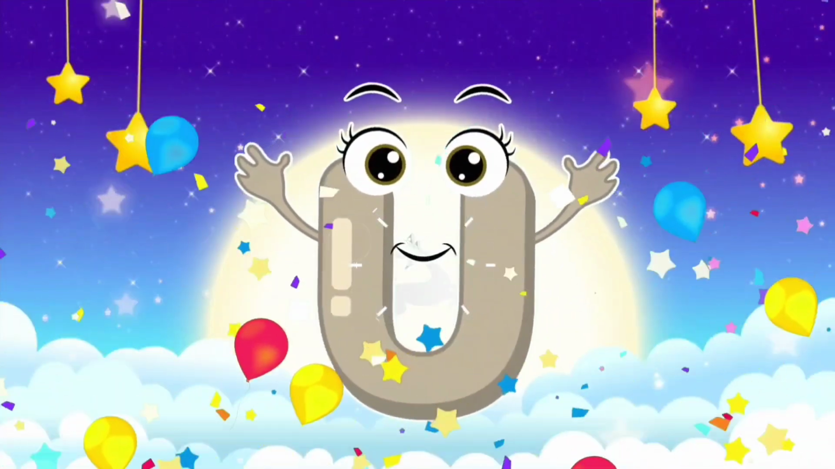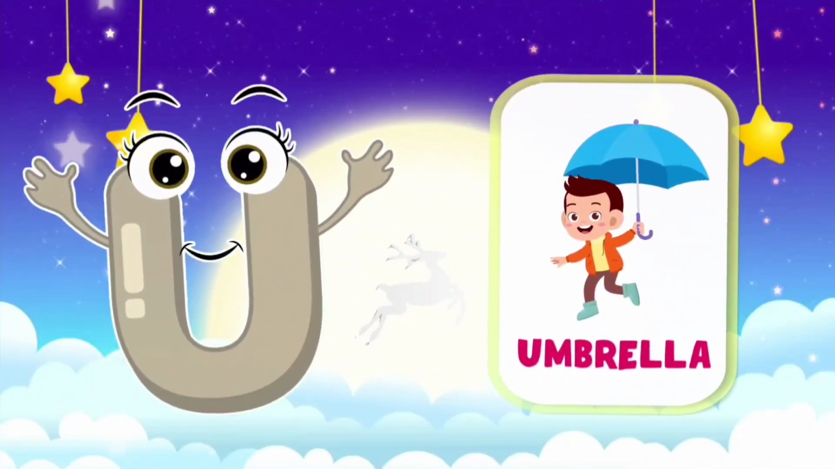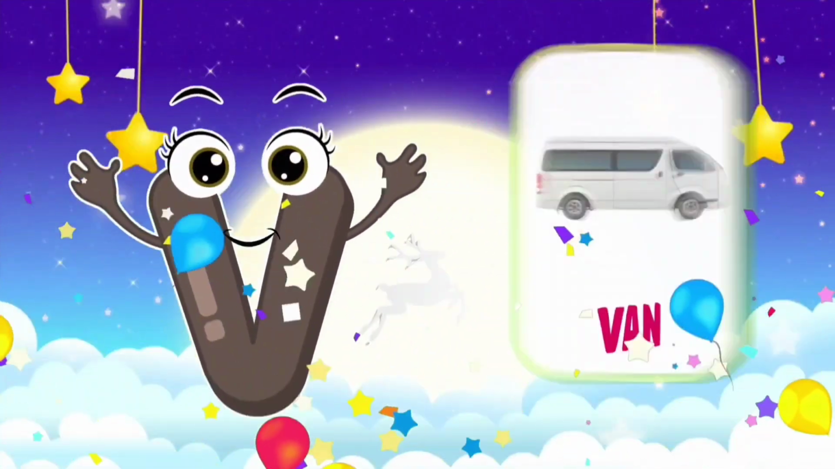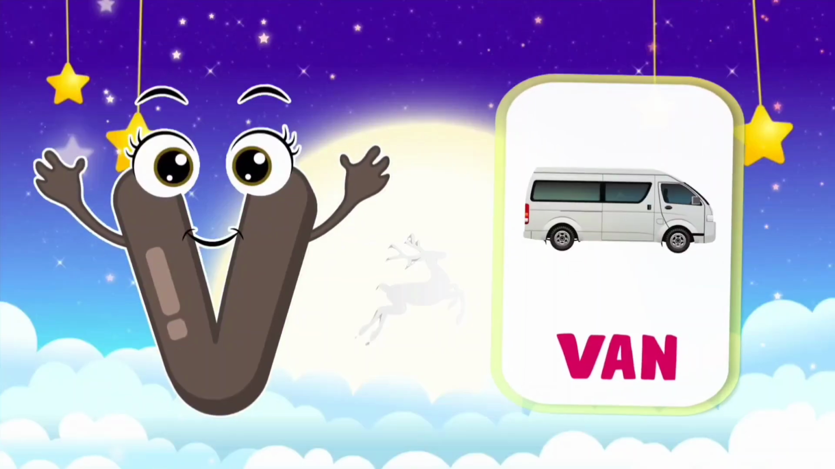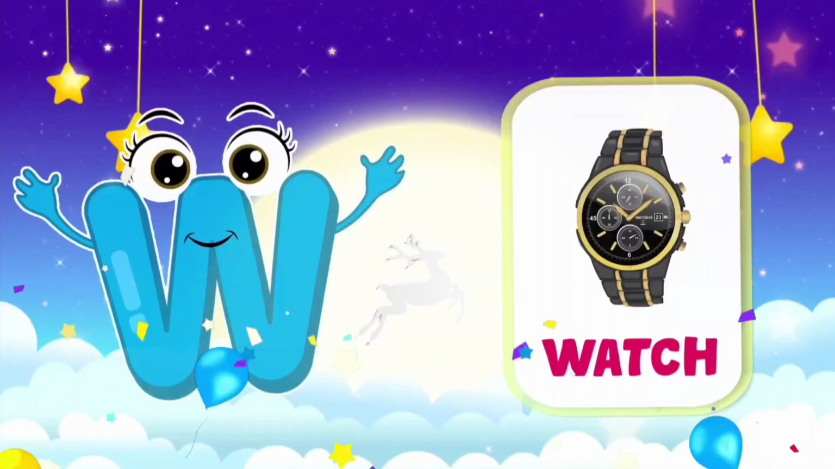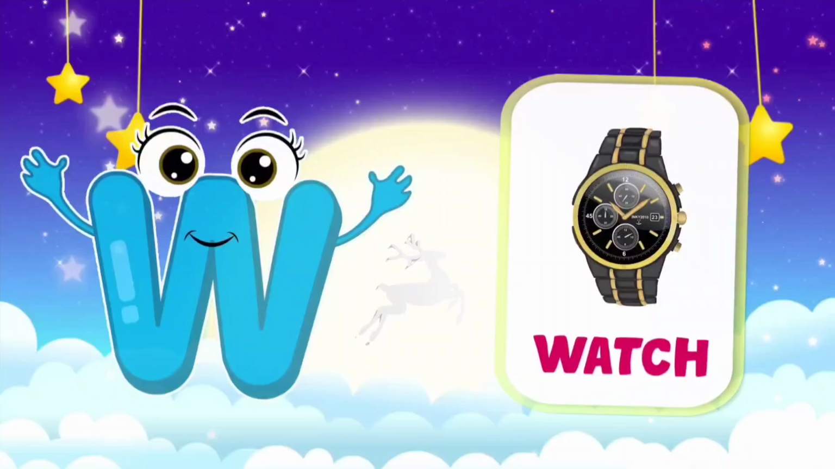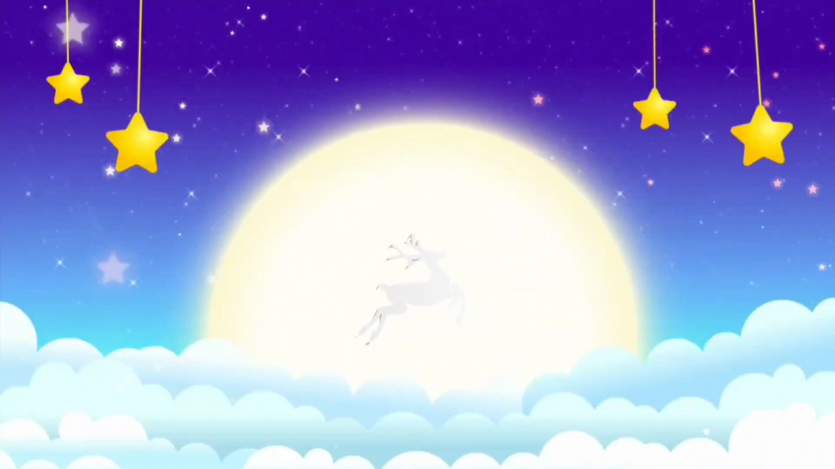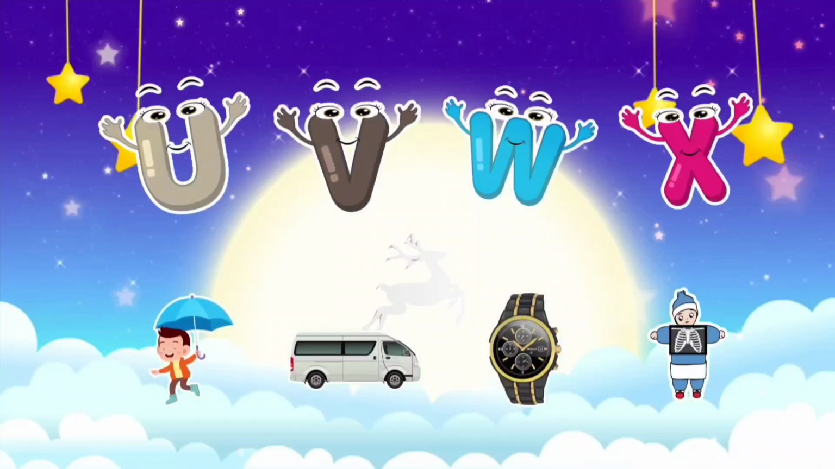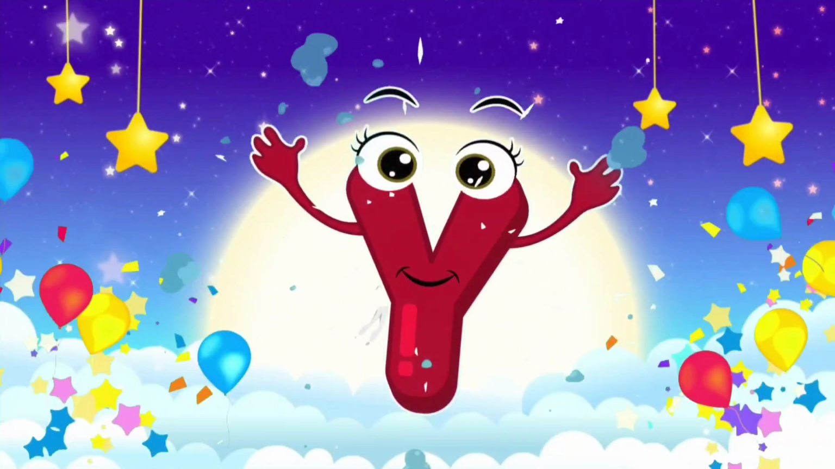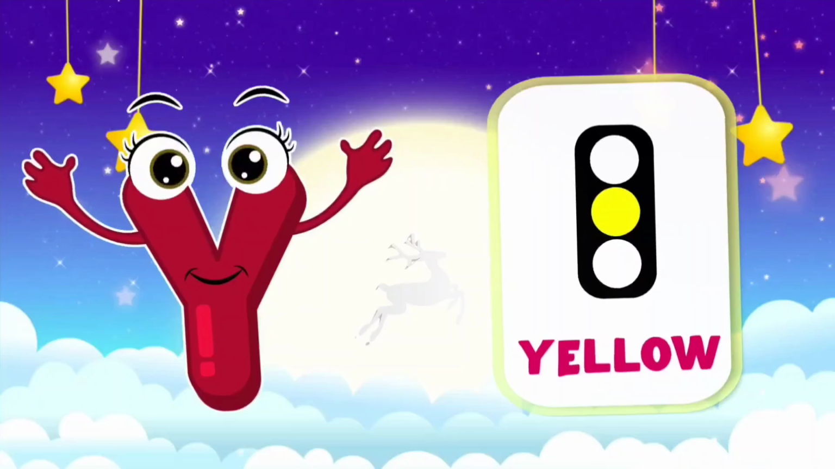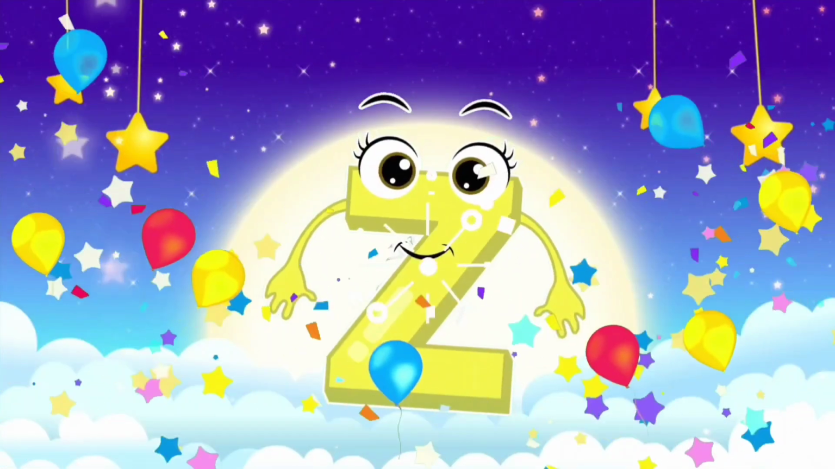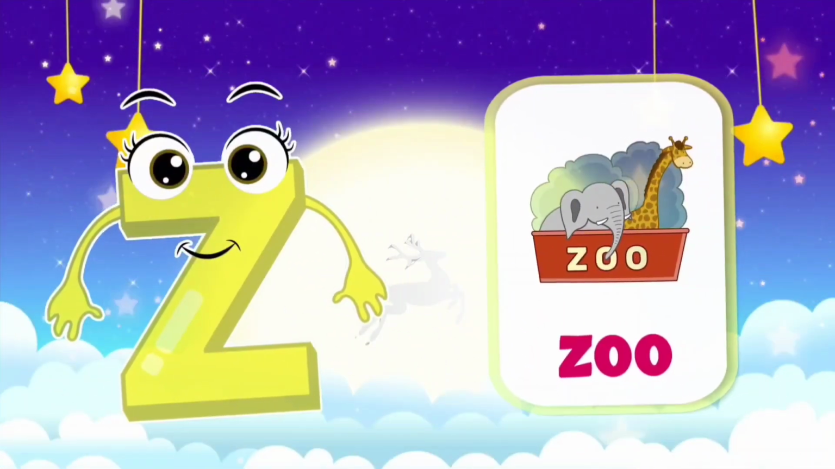U is for umbrella, umbrella. V is for van, v, v, van. W is for watch, w, w, watch. X is for x-ray, x, x, x-ray. Y is for yellow, y, y, yellow. Z is for zoo, z, z, zoo.